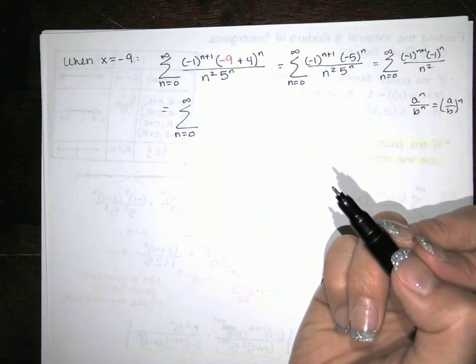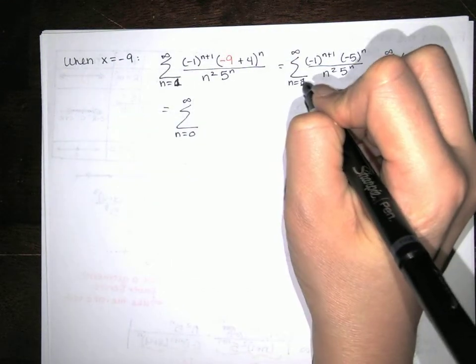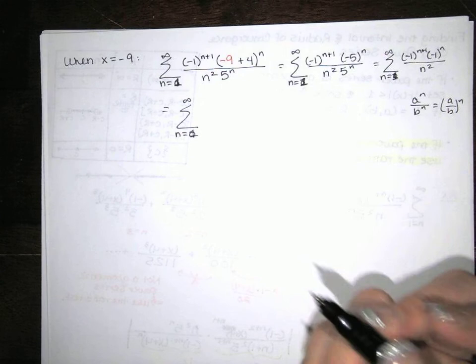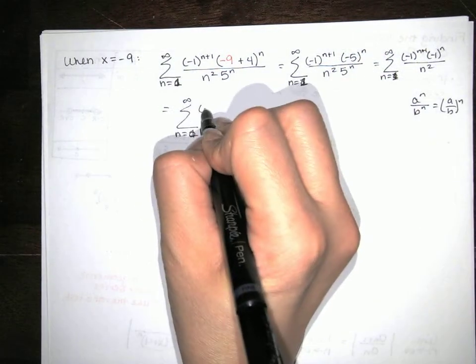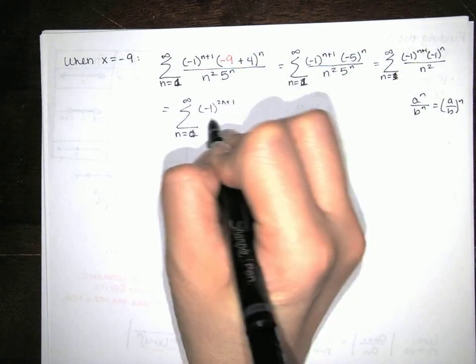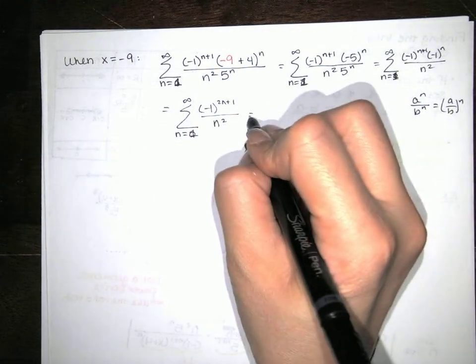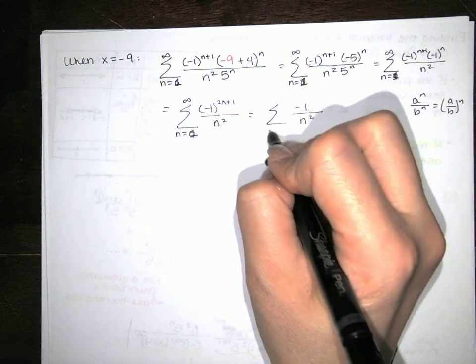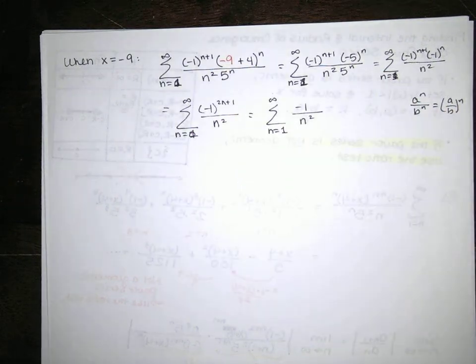This says n starts at 0, but I guess it should start at 1, so we can't have a 0 in the denominator. Whoops. Okay. And now if I add those exponents, I get a -1 to the 2n plus 1. And 2n plus 1 is always odd. -1 to an odd power is always -1. And we get that.